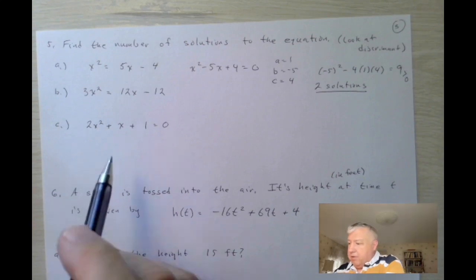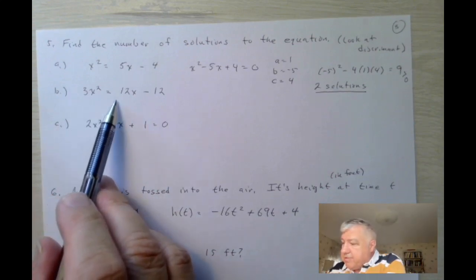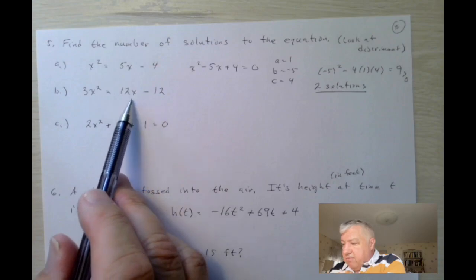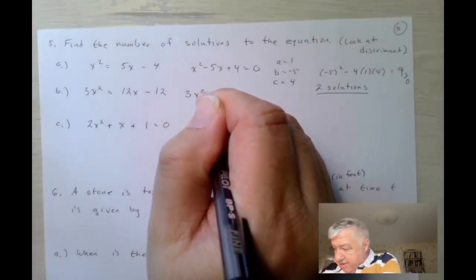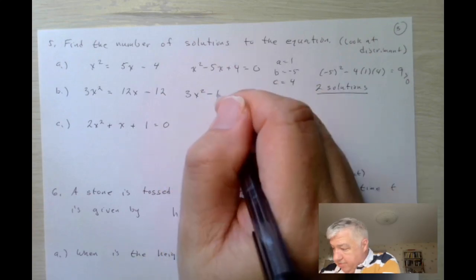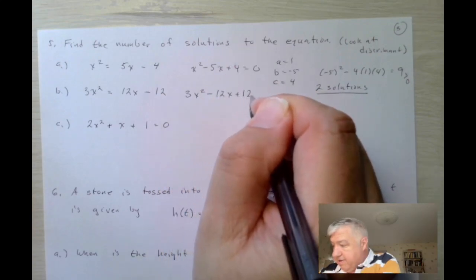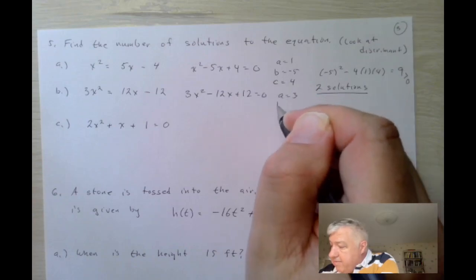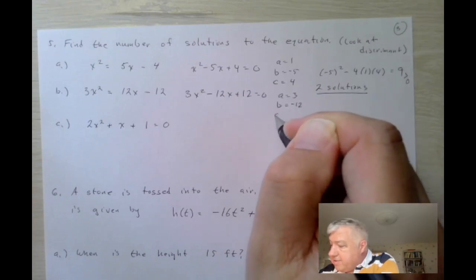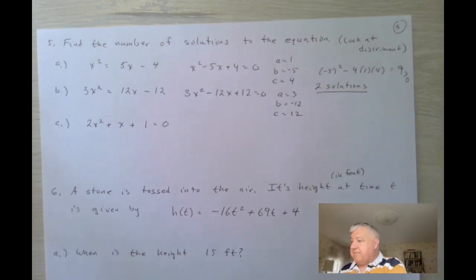In this example, we have 3x squared equals 12x minus 12. We'll put all the terms on one side again, and this will be 3x squared minus 12x plus 12 equals 0. So A would be 3, B would be negative 12, and C is positive 12. By the way, you could divide everything by 3 first, but you don't have to.